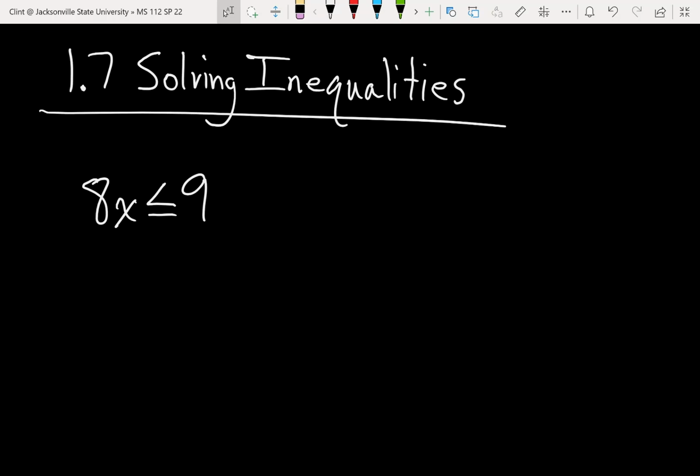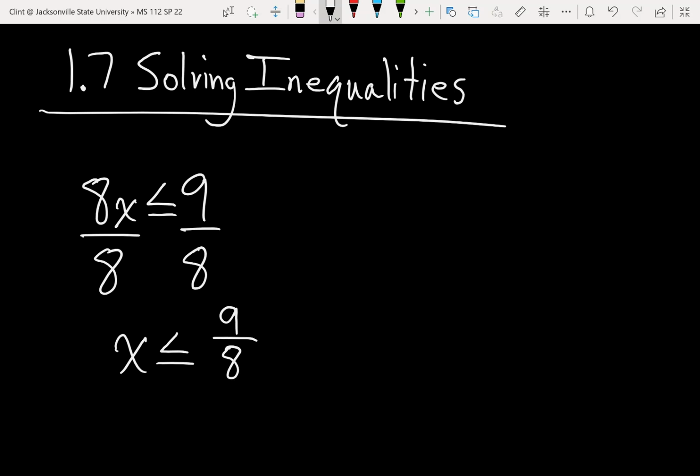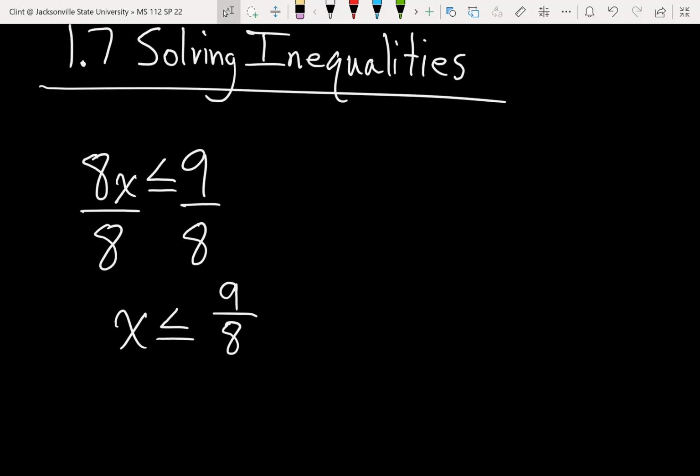Instead of having 8x equals 9, 8x is less than or equal to 9. Inequality. So if that was an equal sign, what would we do to solve for x? Yeah, divide both sides by 8. We can do the same thing here. Divide both sides by 8. We don't get a nice whole number or anything. We get 9 over 8 there.